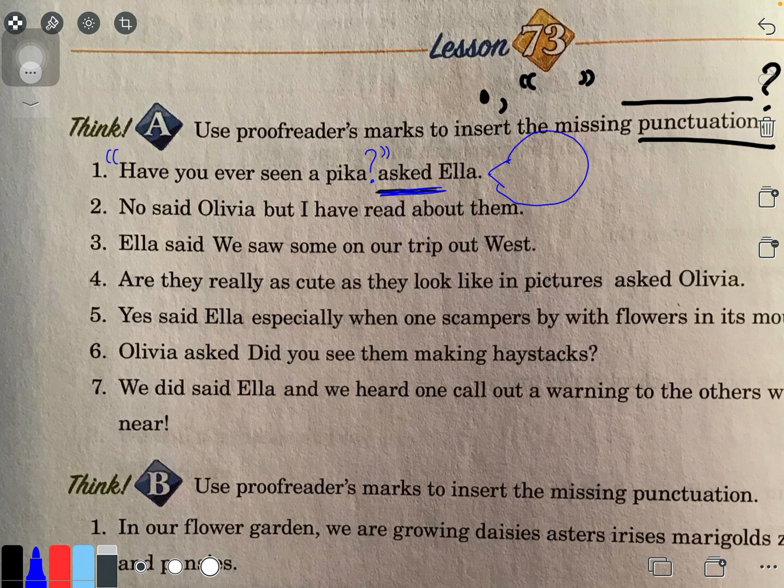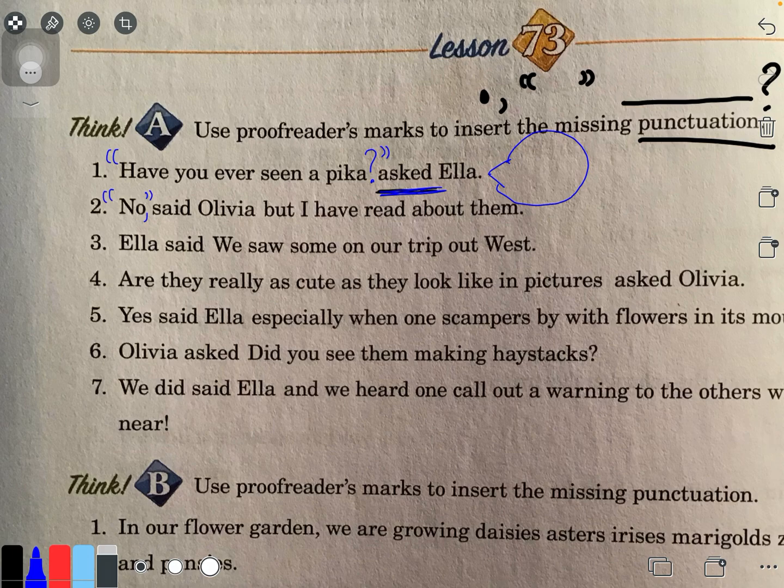Number 2. Ooh, Olivia speaking. All right, so number 2 says, "No," said Olivia, "but I have read about them." So Olivia's speaking because it says said, right? That's a dialogue tag here. I'm just underlining it to show you that's a dialogue tag. I'm going to put quotation marks around the word no because that's what she's saying in her speech bubble. So I'm going to do no, comma, said Olivia. Olivia is still speaking though, as you can see.